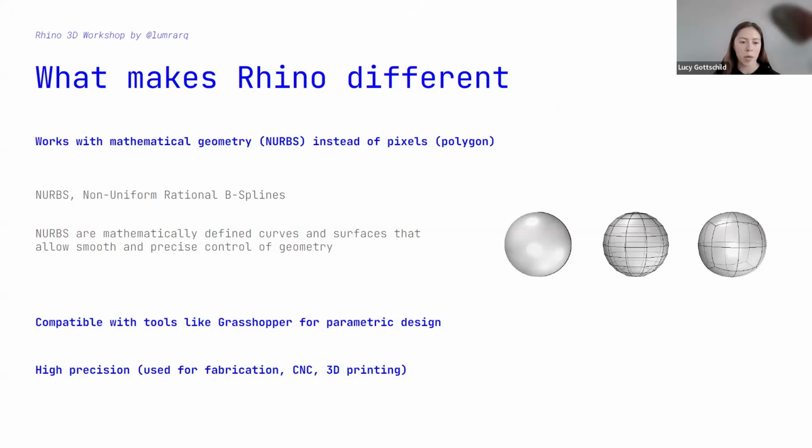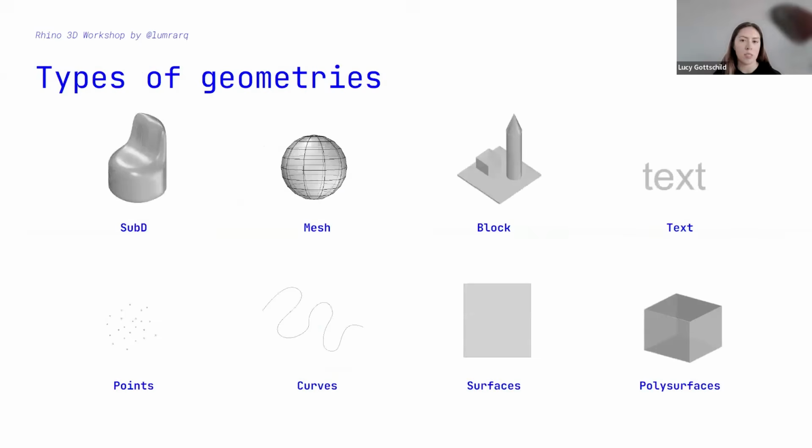It's also very powerful because it's compatible with tools like Grasshopper for parametric design, and it's also used for high precision designs that are later used for fabrication, CNC, or 3D printing. These are the types of geometries that exist, and we will try to cover all of them in this workshop. So I just listed them here for you to have a look.